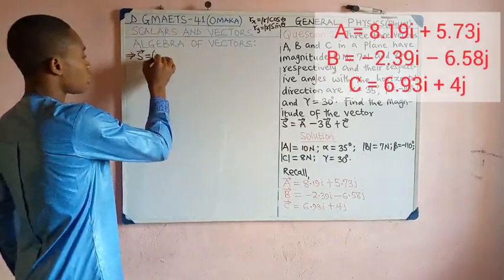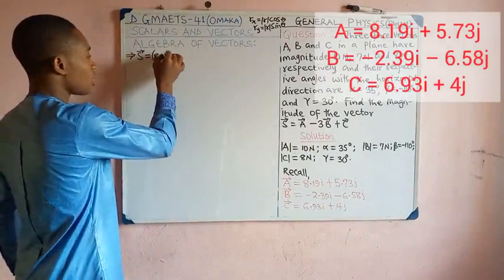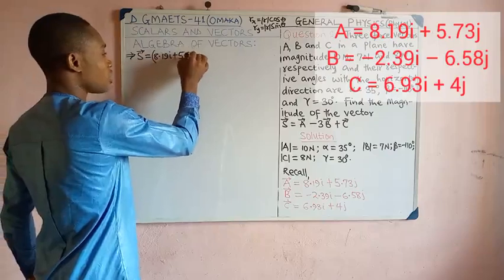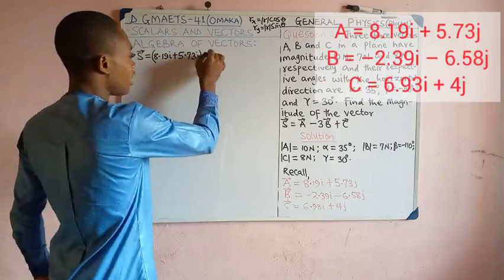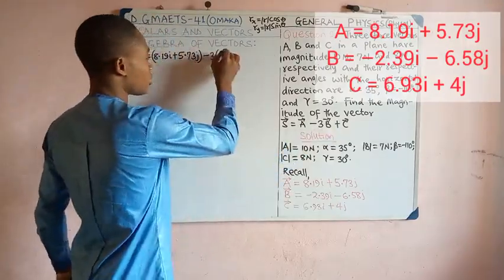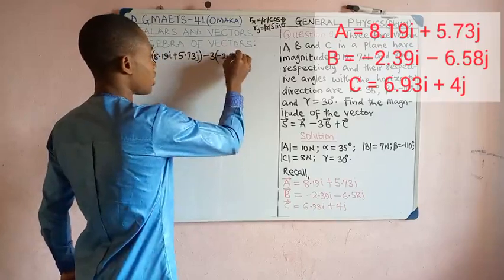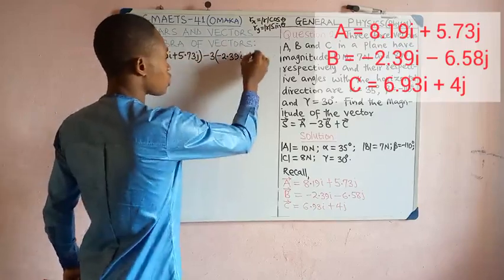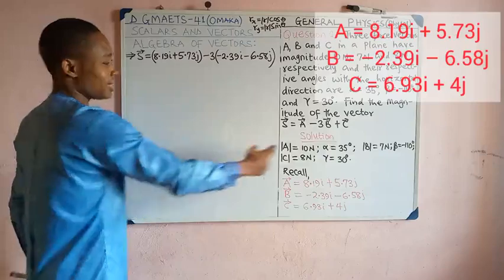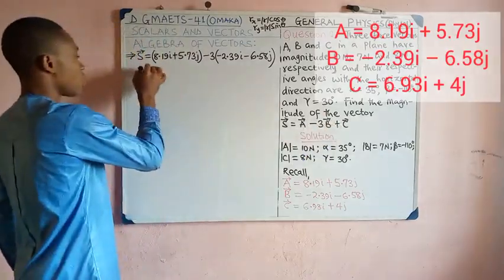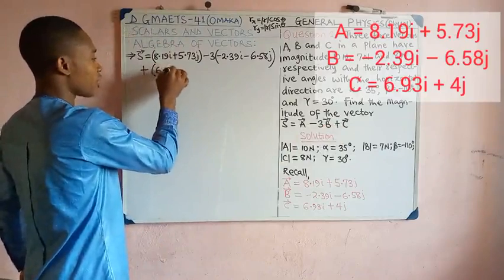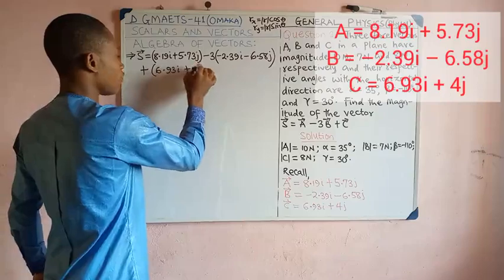It's equal to A. The rectangular coordinate of A is 8.19i plus 5.73j, minus 3 times displacement vector B, which is minus 2.39i minus 6.58j. And this is to be added to displacement vector C, which is 6.93i plus 4j.